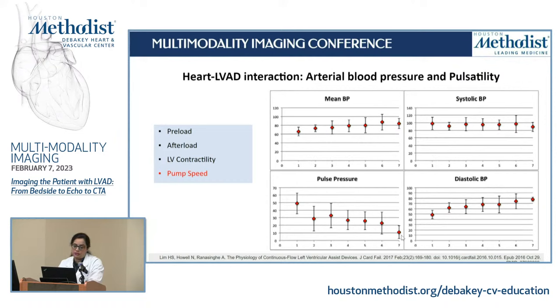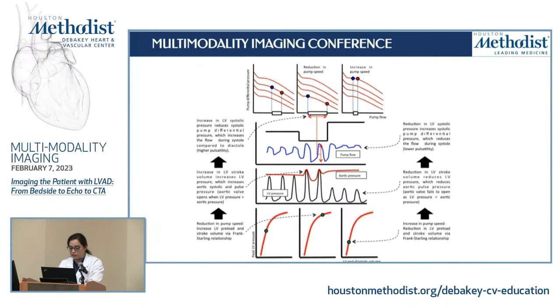So in the heart and LVAD interaction, there are four important components that determine how the LVAD works and how effectively it unloads the patient. It's the preload, the afterload, the LV contractility, and the pump speed. All of that is very important. The general recommendation from ISHLT is a Doppler blood pressure less than 80 millimeters of mercury.